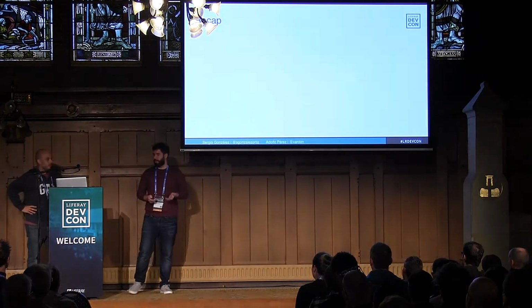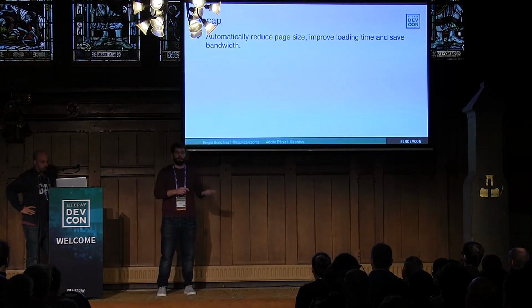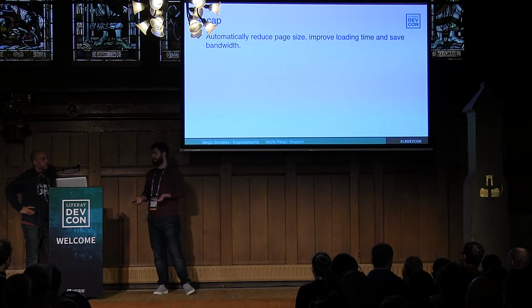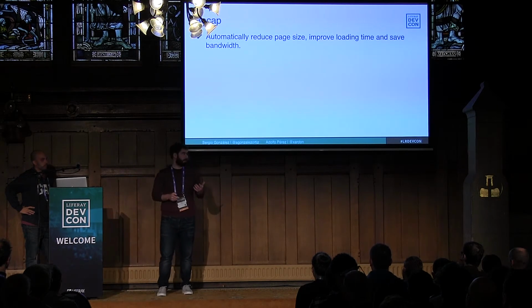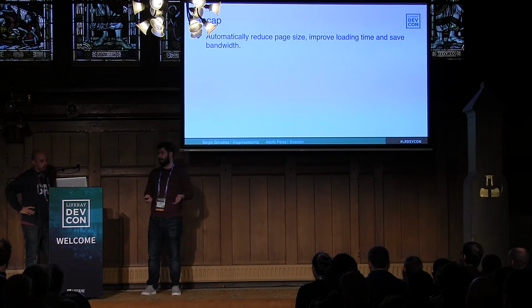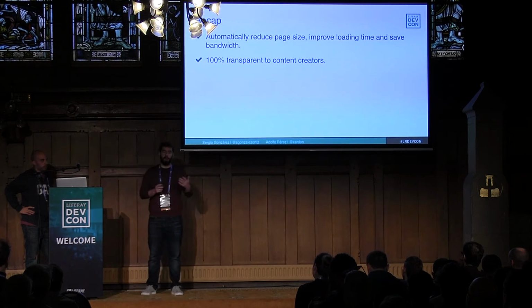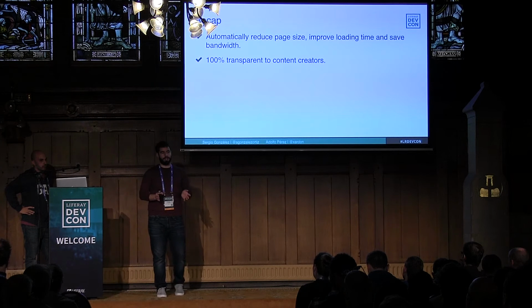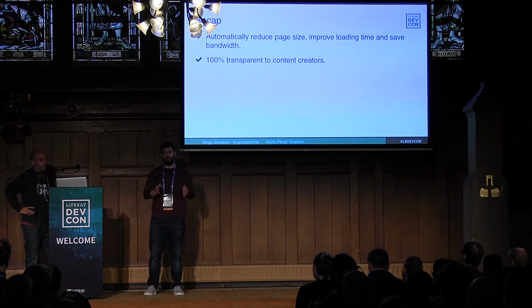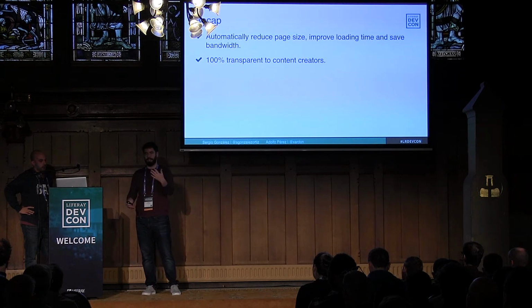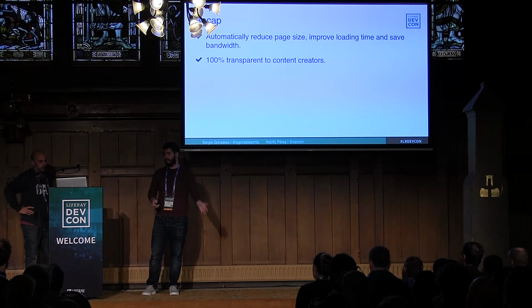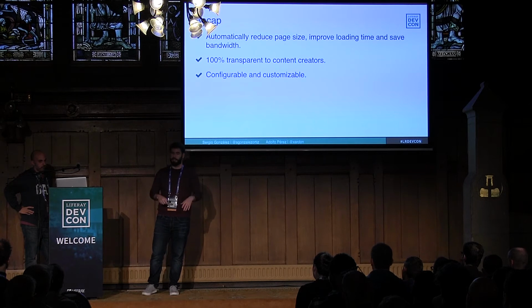So, in order to do a quick recap, we can automatically reduce page size, we can improve the loading time, and we can actually save bandwidth for those mobile devices that tend to be a little bit more limited. It's 100% transparent. Your content creators don't need to learn anything new. They just need to use the current UI. They just need to select the image through the usual procedure with Alloy Editor, with CK Editor, with Image Selector, and it will be automatically included in the content.